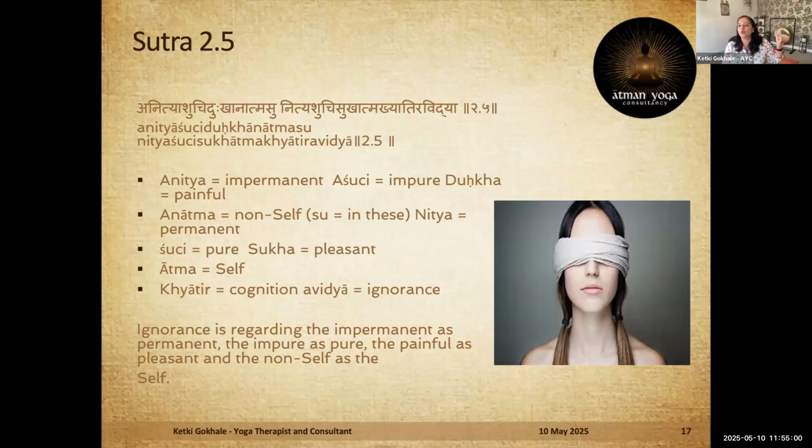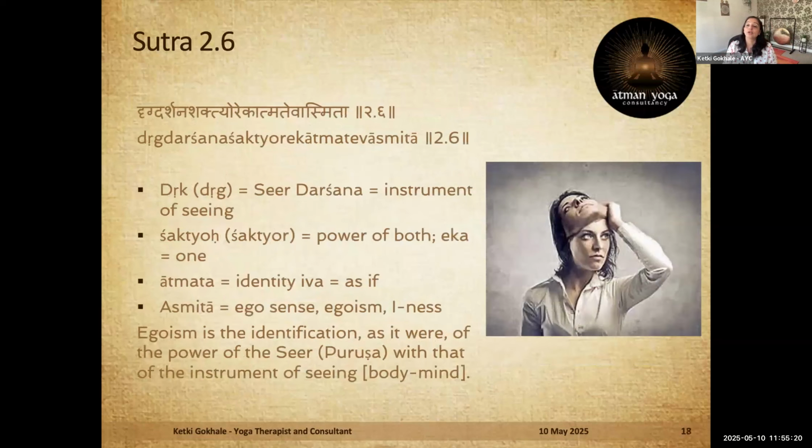If we want to overcome all the sufferings of our life, we only and only need to work on this avidya, because that is the kshetra, the field in which all the other kleshas are produced. And then what is asmita, the next klesha? Drik darshana shaktyor ekatmatevasmita. What is asmita? Drik and darshana.